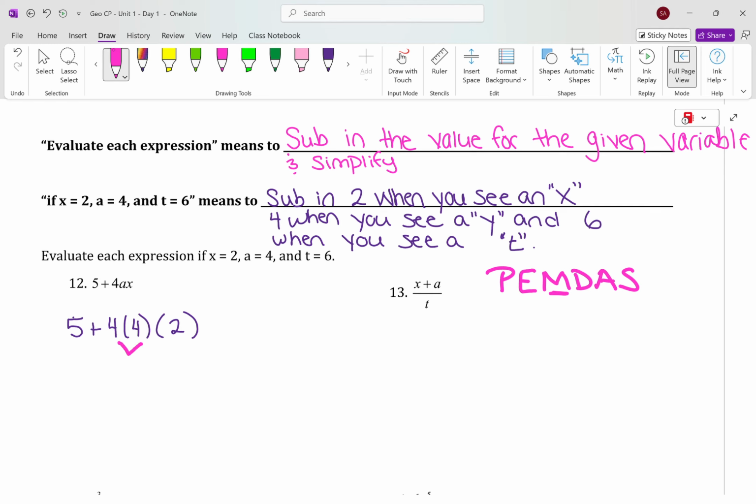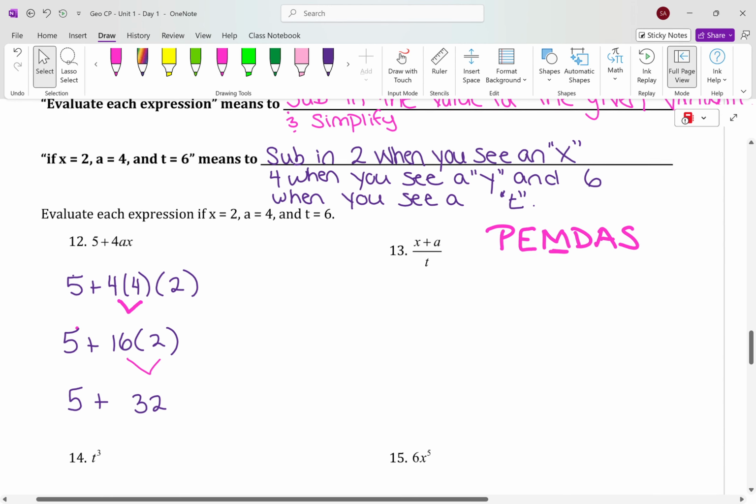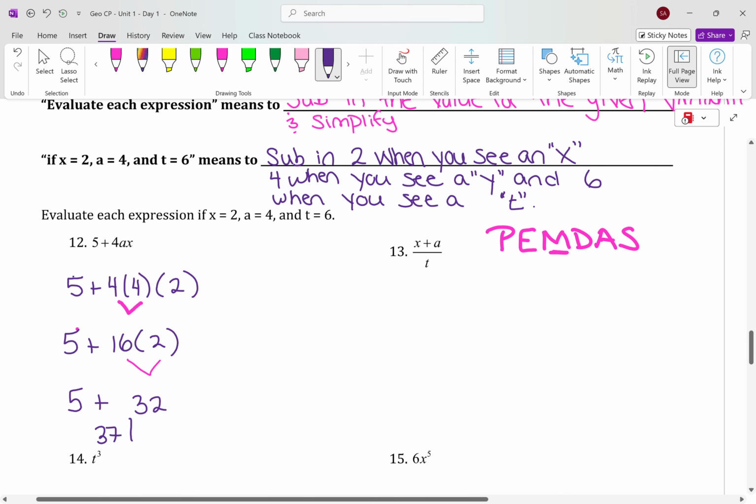So we're going to do 4 times 4, which is 16. So we have 5 plus 16 times 2. We still multiply first, so 16 times 2 is 32. Now we're left with 5 plus 32, which is 37. So now we have evaluated the expression.